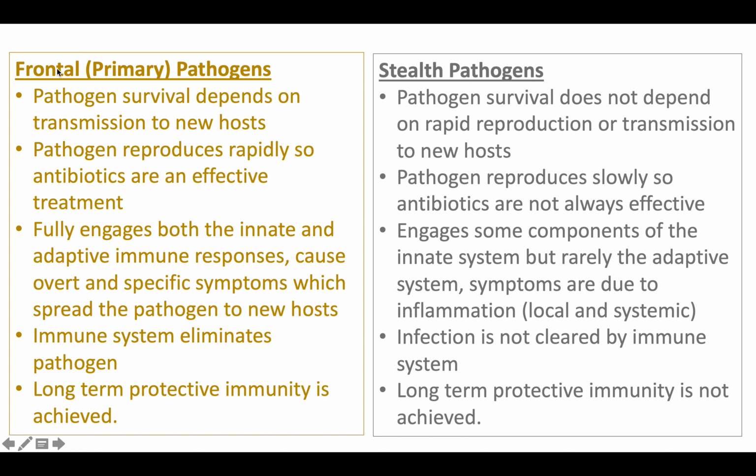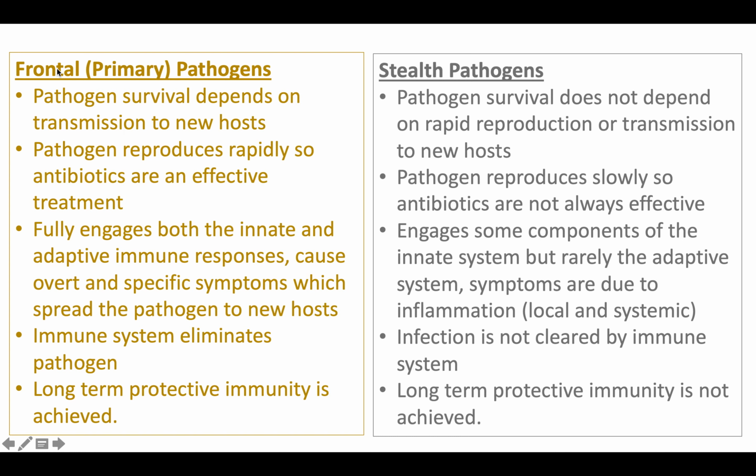If we look at the frontal pathogens, their survival as a species depends on the transmission to new hosts. With the stealth pathogens, it doesn't matter whether they are reproduced quickly and transmitted to a new host. They don't need to be transmitted to a new host. Frontal pathogens reproduce rapidly, and so antibiotics are really effective in treating them. With your stealth pathogens, they reproduce very slowly, and antibiotics are not usually effective.